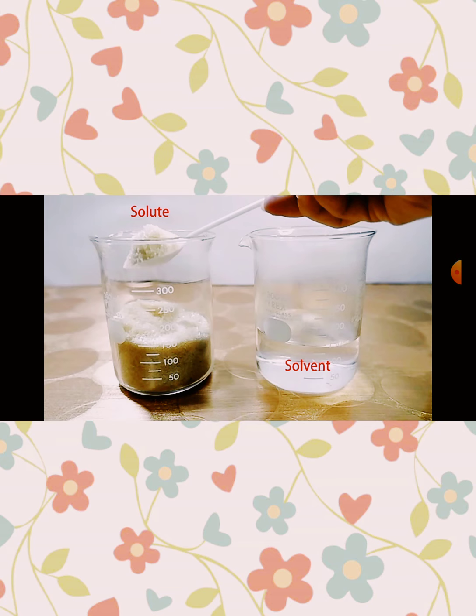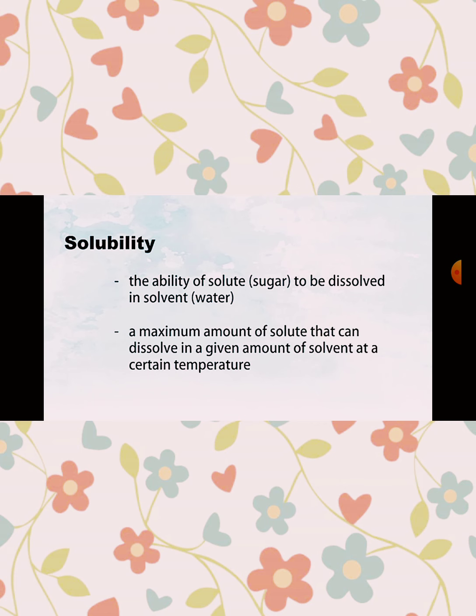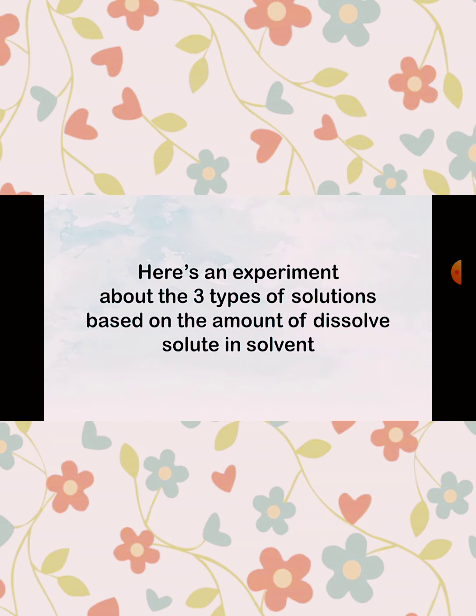Between solute and solvent, we will focus on the solute. The ability of solute to dissolve in solvent is what we call solubility. Solubility is the maximum amount of solute that can dissolve in a given amount of solvent at a certain temperature. The amount of dissolved solute produces three types of solutions. Here's an experiment about the three types of solutions based on the amount of dissolved solute in solvent.